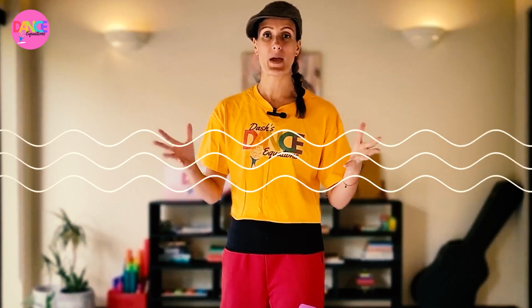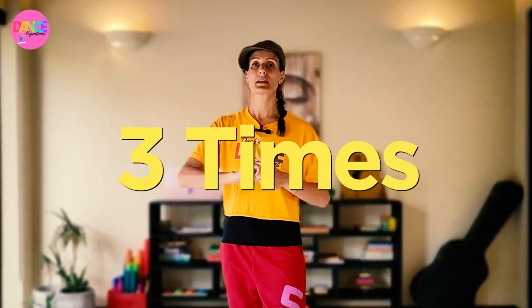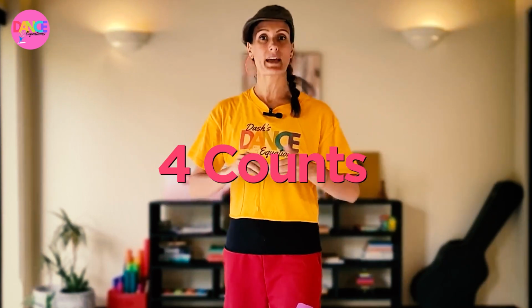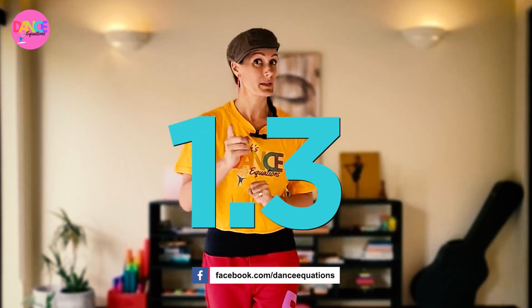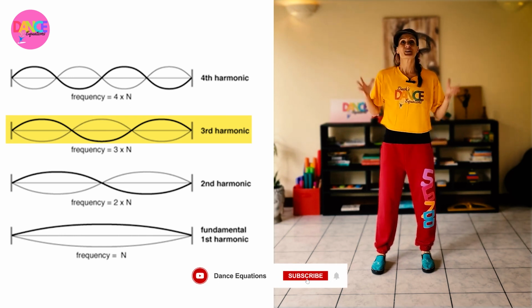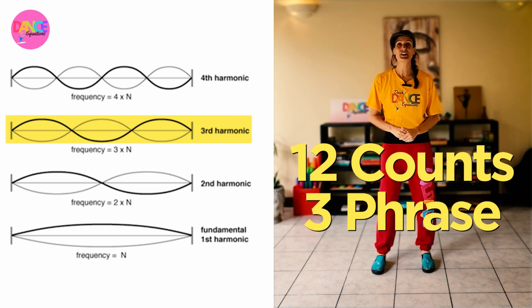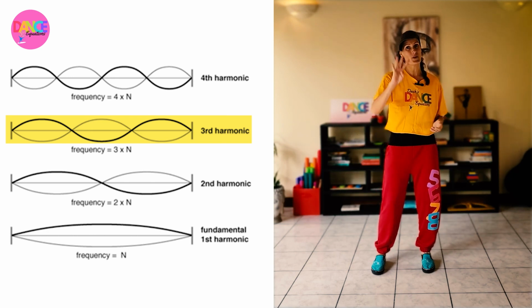For the third harmonic, I have 3 waves. So I need to fit the phrase in 3 times. Each phrase is now only 4 counts. So the steps are slightly more than 1 count in length, 1.3 to be exact. Here we go with the third harmonic series. We need to fit this phrase in 3 times now on the 12 count structure. So each phrase needs to be 4 counts.